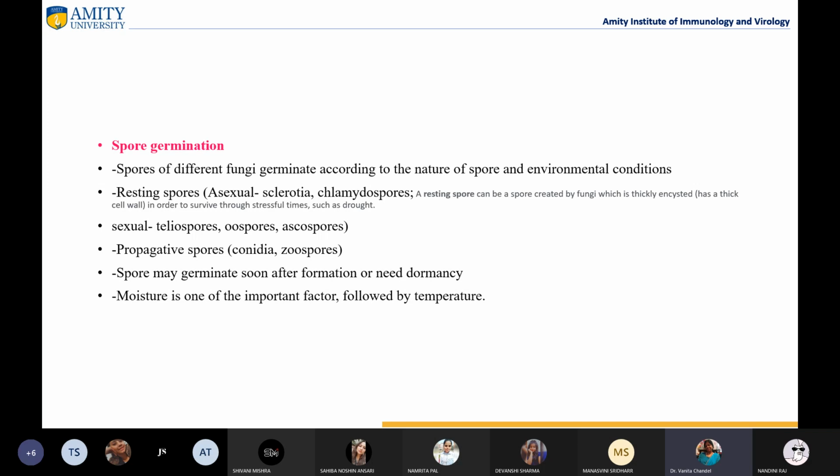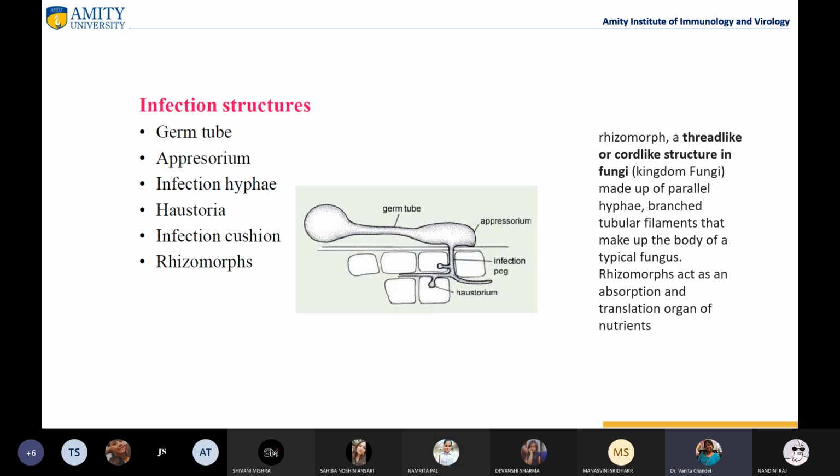The spores may germinate soon after formation, or they need a certain dormancy time. But moisture is one of the important factors, followed by temperature. So suitable temperature and the presence of moisture is required for the germination of any kind of spores to cause infection, right? So the infection structures, this figure shows the infection structures. We have a germ tube here, then an appressorium is being formed, then an infection hypha, haustoria are being formed, then infection cushions and the rhizomorphs.